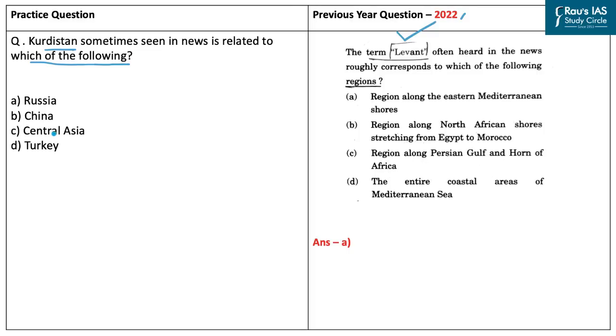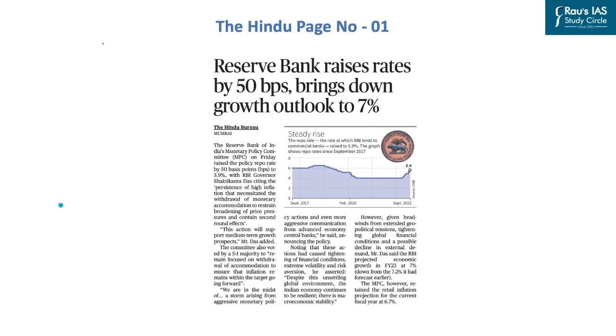And this Kurdistan region is inhabited by ethnic Kurds. And that is why this is related to a separatist movement that is going on in Turkey. So the correct answer here is D. The last question for today is from the Hindu newspaper, page number 1, which is related to the Reserve Bank of India's decision to raise the repo rate by 50 basis points.